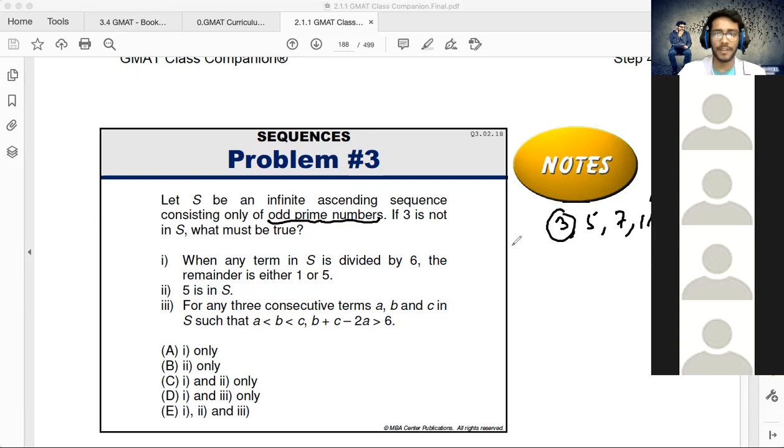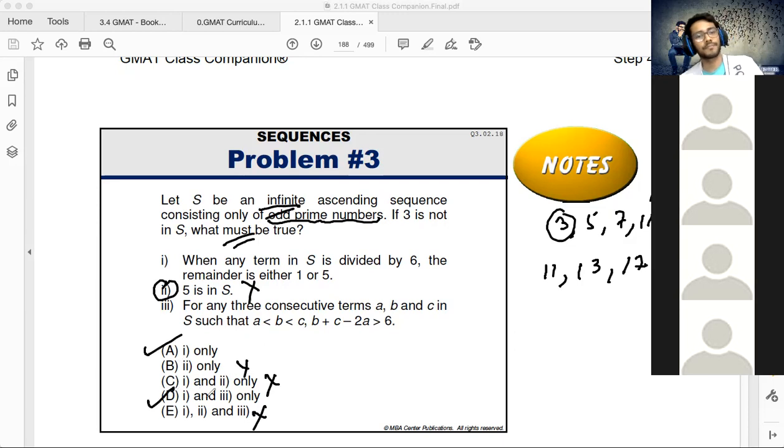Someone, for example Animesh, you can start from 11. So I cannot say whether 5 is in S or not. It may or it may not be, because it says infinite. Someone may start from 13, someone can start from 17, someone can start from 47. It's his or her choice. So 5 can be in S or cannot be. What must be true? So this cannot be true. So chuck all the second option. You are left with only A and D part.